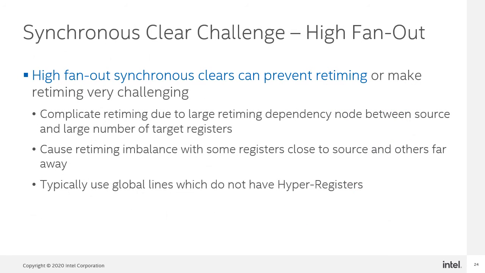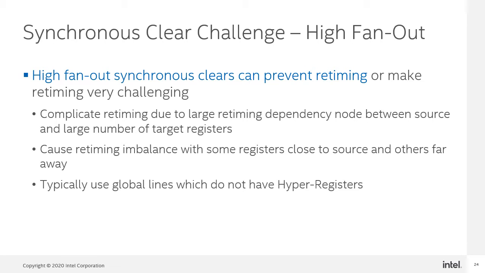As we've just seen, simple retiming moves can be easily handled by the architecture. The challenge appears when S-clear signals have a high fan-out. A high fan-out signal creates a large retiming dependency node as all of the paths are tied together. So retiming one path might mean having to retime many corresponding paths sharing the same control signal. And if a register on any one of those paths cannot retime, it can effectively block the target path from retiming.